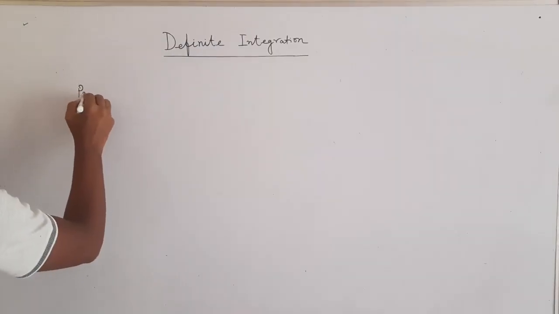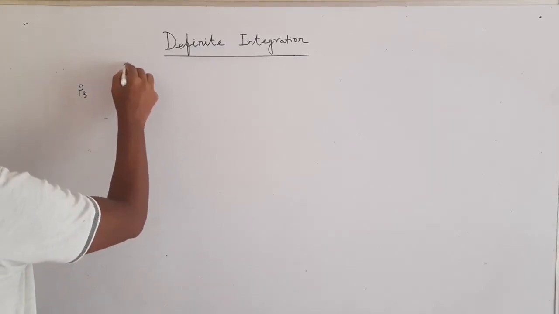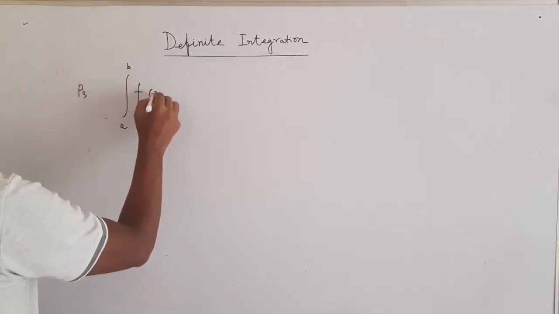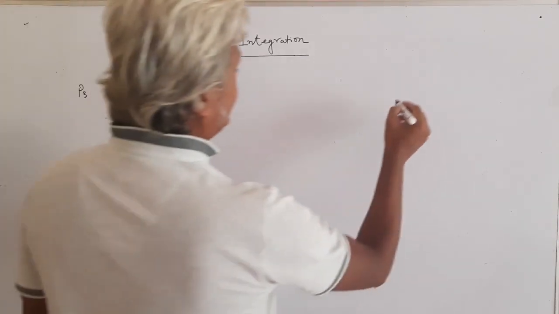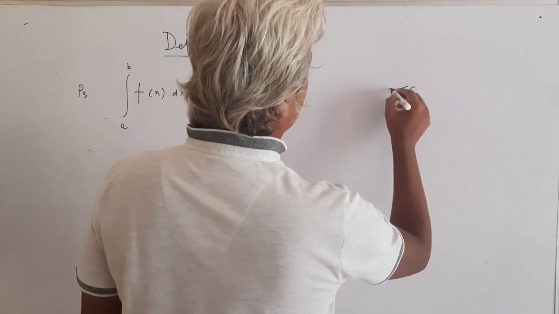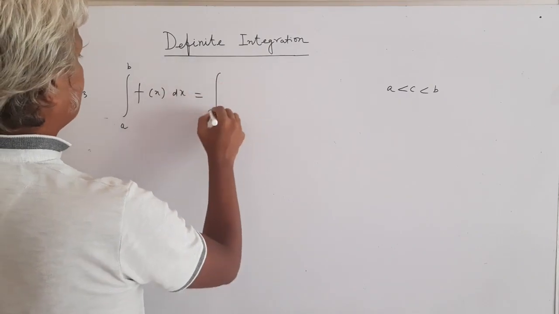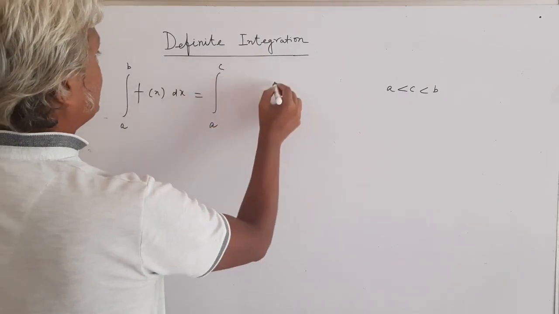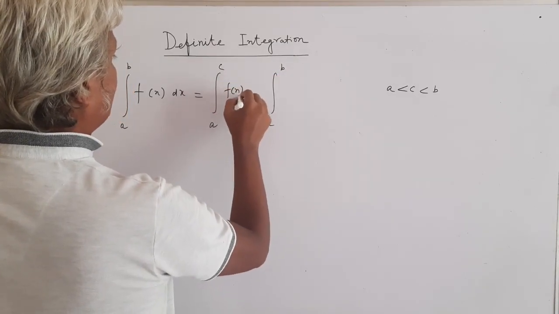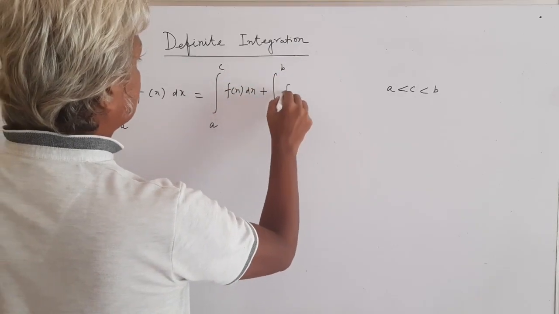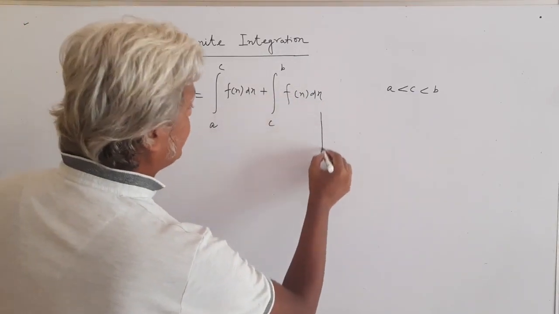Now property 3: if you have to find the integration of f(x) from the limit a to b, f(x) dx, and if there is a point c which is between a and b, then this integration can be written as a to c and then c to b, f(x) dx plus f(x) dx. Now look at this expression graphically.